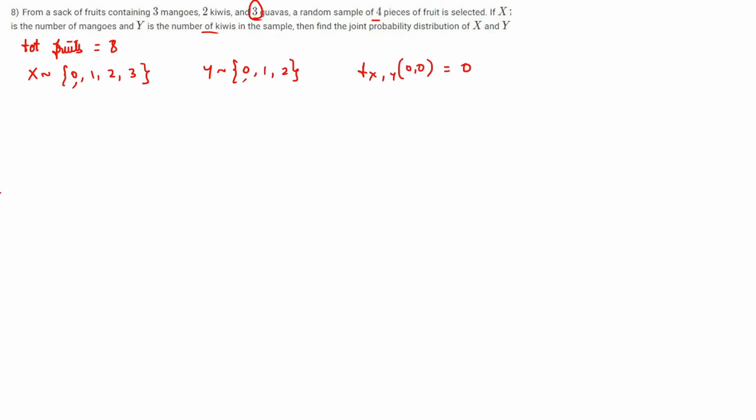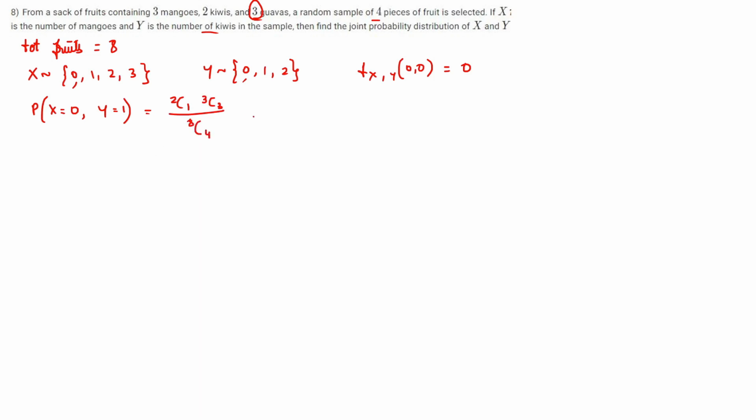Now we'll start with p of x equal to 0 and y is equal to 1. How many mangoes are we picking? We are picking 0 mangoes. How many kiwis are we picking? We are picking 1 kiwi, and we are picking 3 guavas. So 3c3 divided by the total number of fruits, which is 8. Out of 8 we are picking 4.